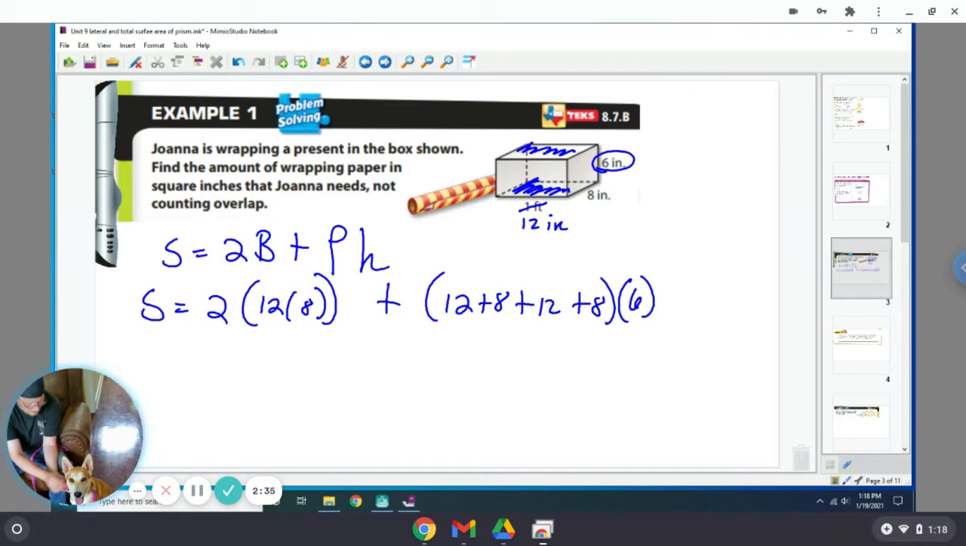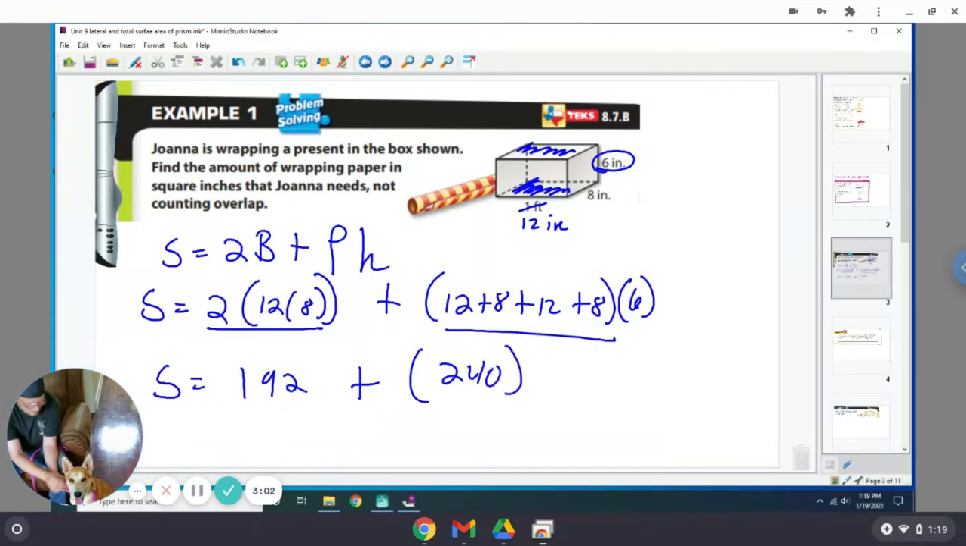So now we're going to solve this. I'm going to solve this in this section and then this section. So I'm going to do 12 times 8 times 2, which comes out to 192. Plus, I'm going to do 12 plus 8 plus 12 plus 8, which is 40, times 6, which is 240. And then I'm going to add 240 plus 192, which is 432. And this will be inches squared, because surface area is squared.